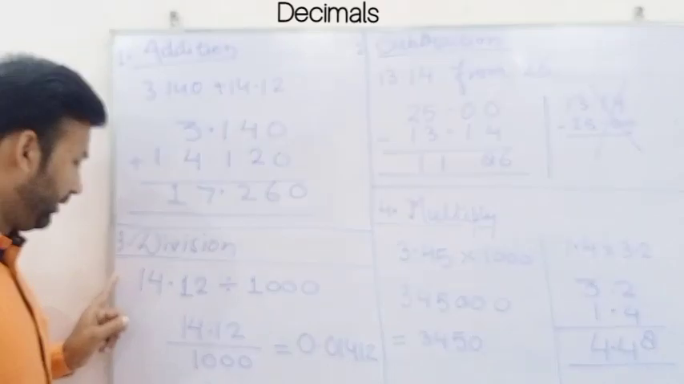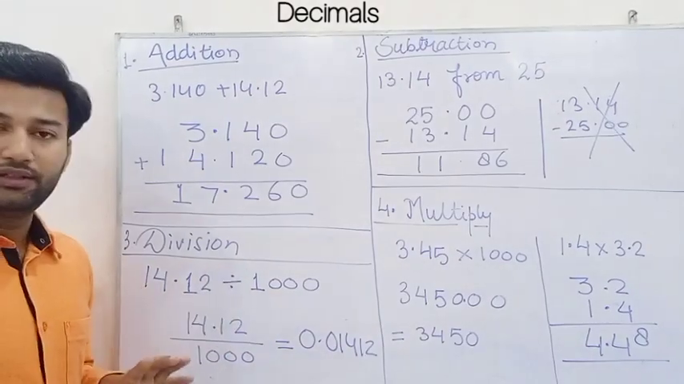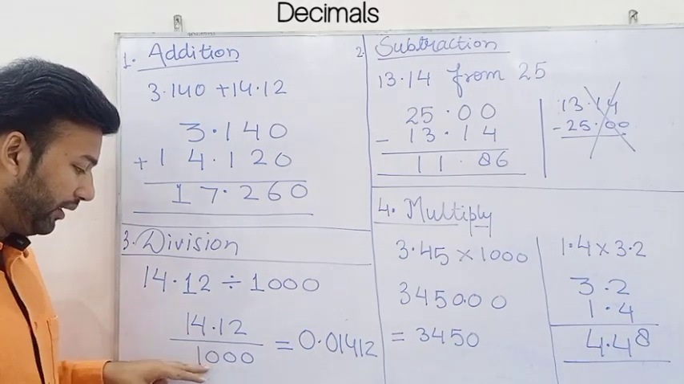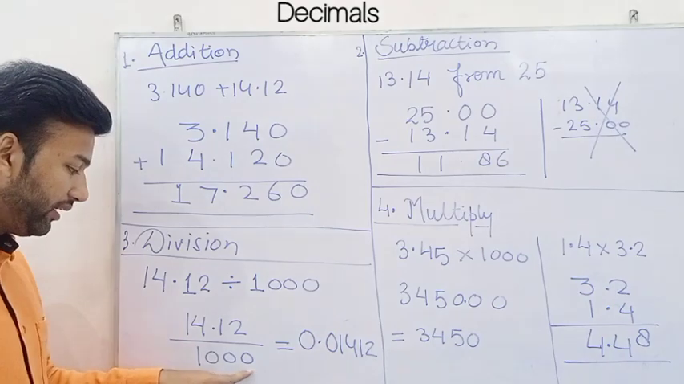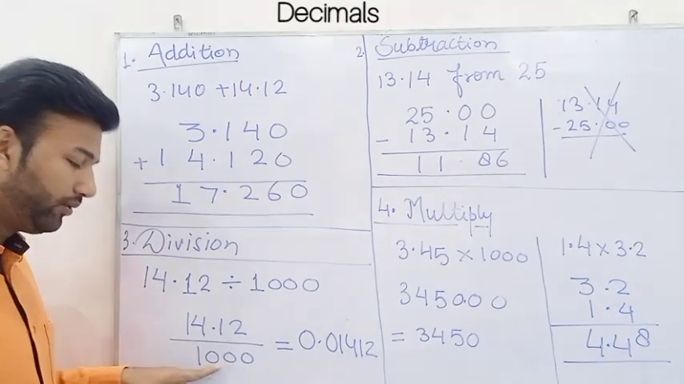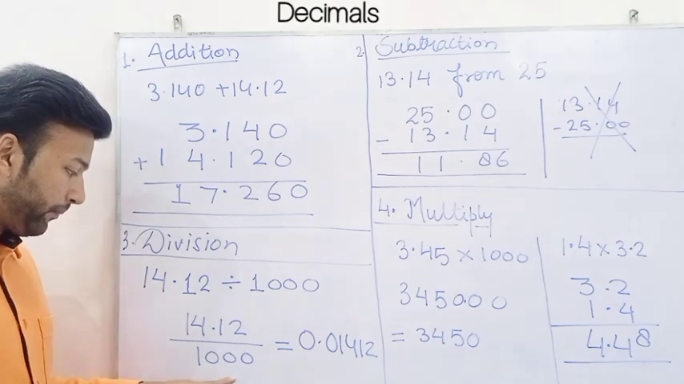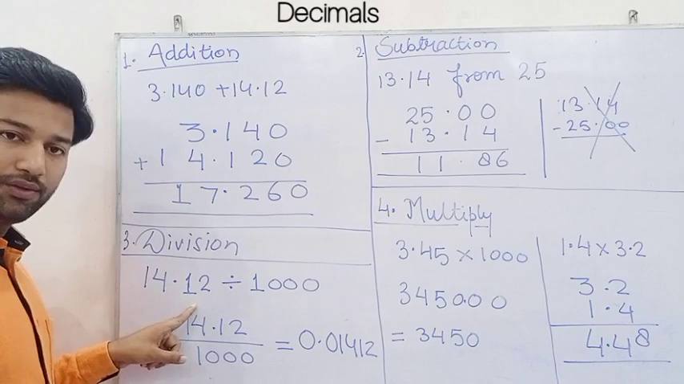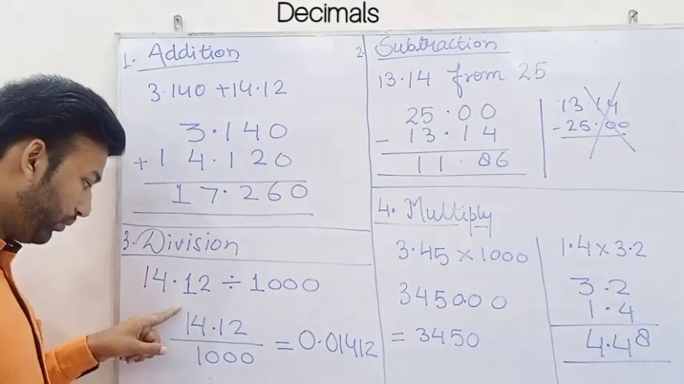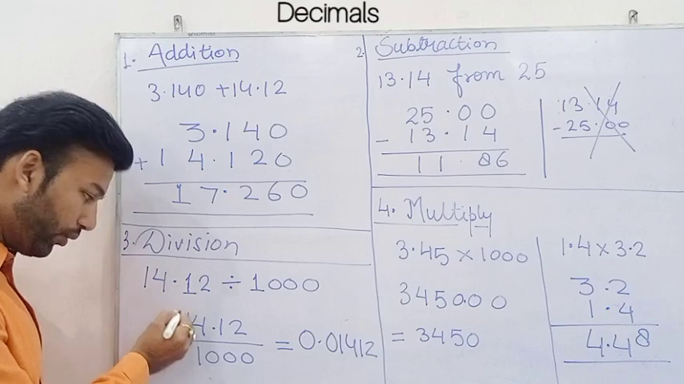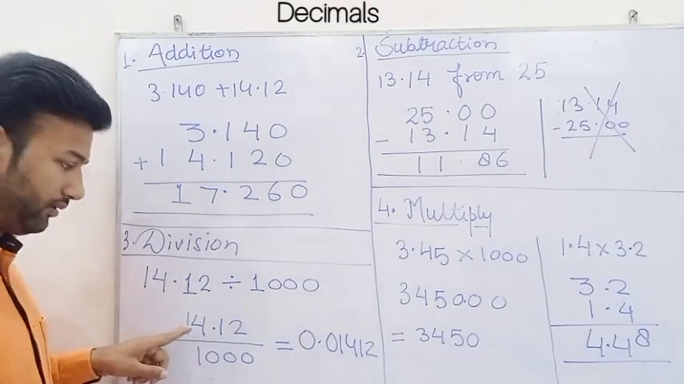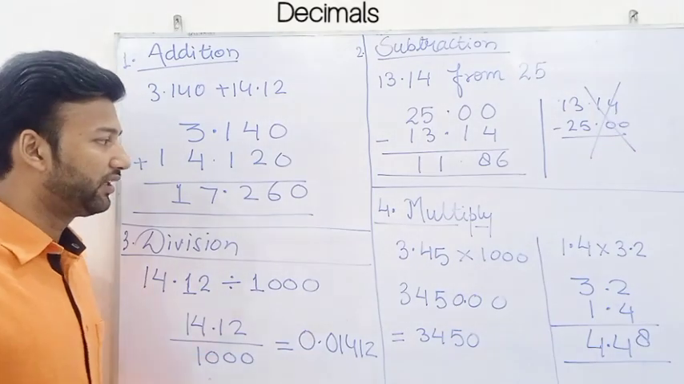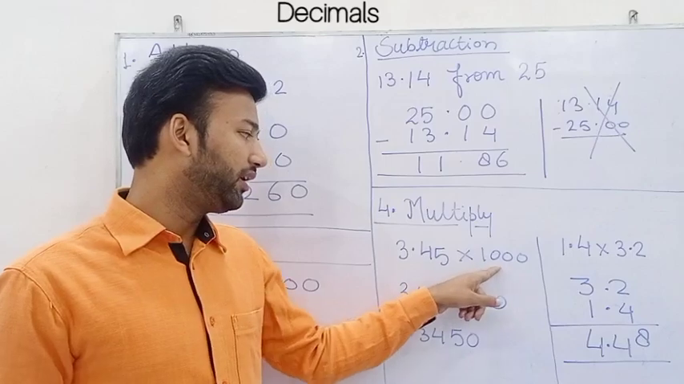Okay, next, division. 14.12 divided by 1000. How to divide? First write this in fractional form, 14.12 divided by 1000. Now check how many zeros are in the denominator: 1, 2, 3, three zeros. According to the 3 zeros, we will move the decimal to the left by 3 places. 1 2, and if no place is left, then consider 0. So now the answer is 0.01412. Clear?